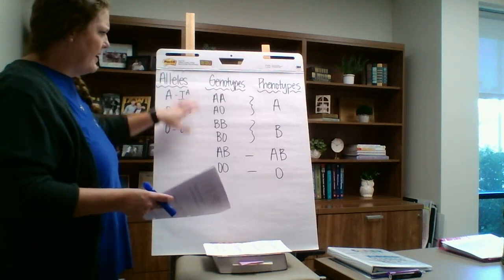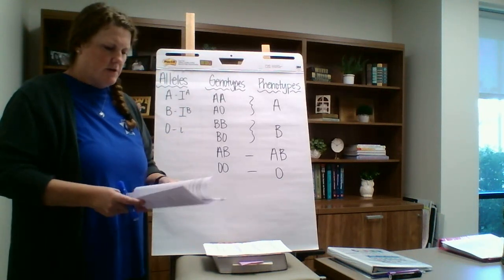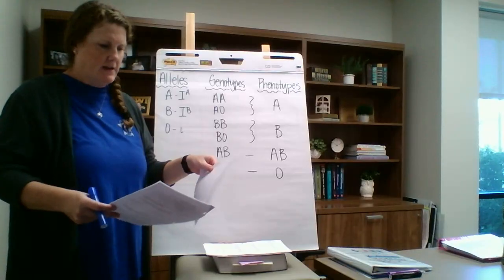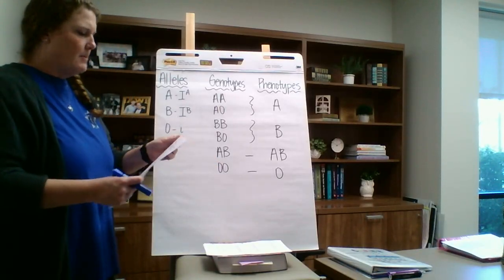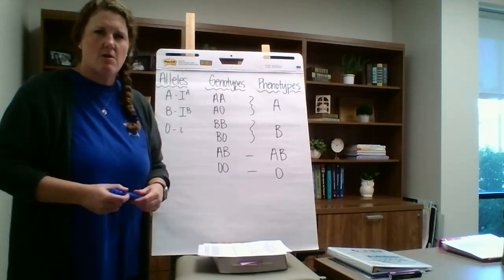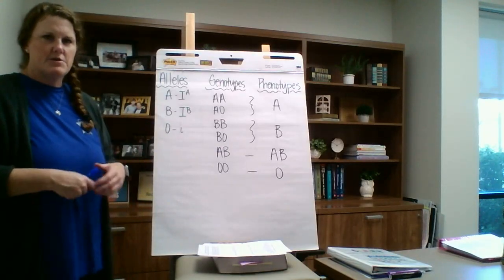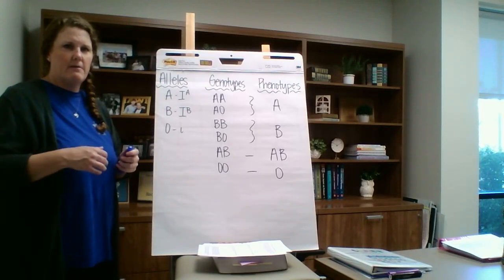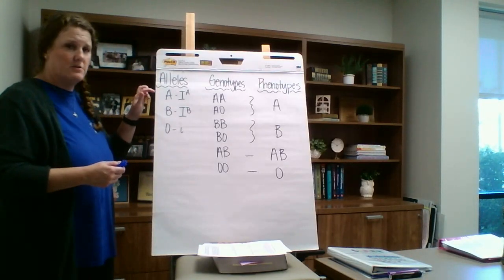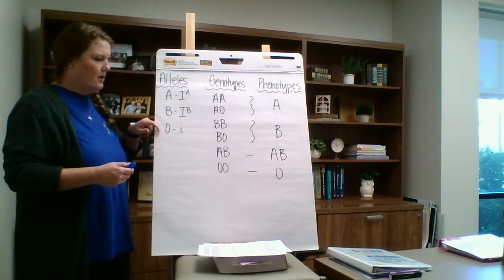A lot of what we have here, if you're looking in your notes, you actually have a lot of it right there to look at. You don't necessarily have to write all this down from scratch. But I just wanted to go over a few things because there are some vocabulary issues. So first off, for the ABO blood group, we have three alleles: the A allele, the B allele, and the O allele.